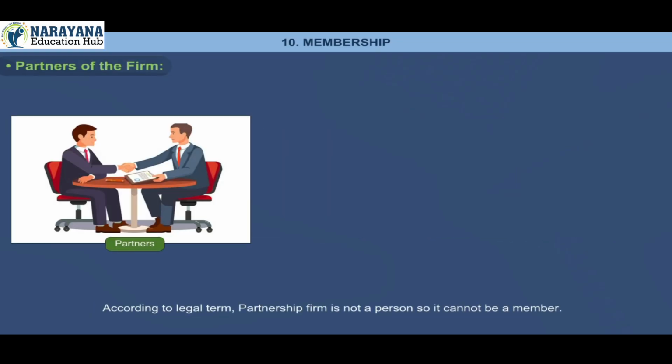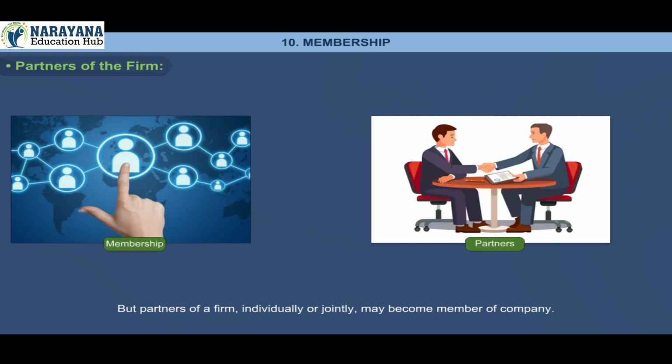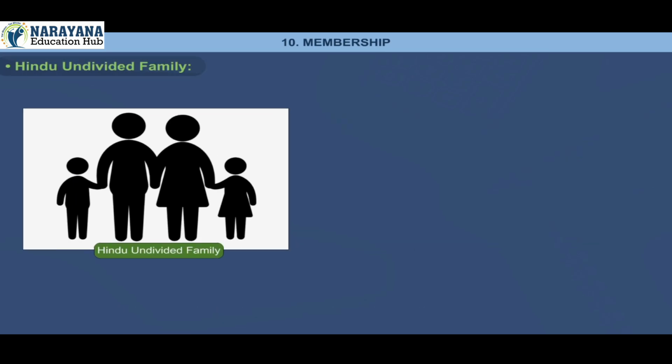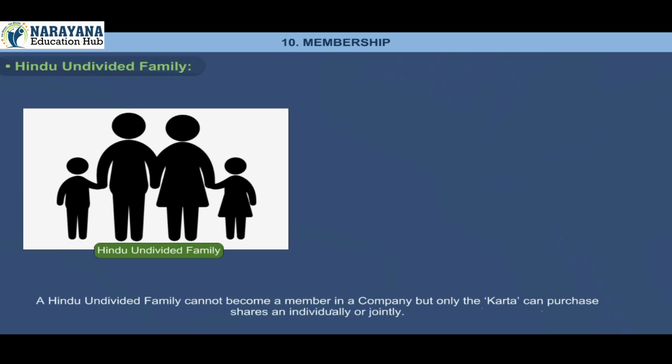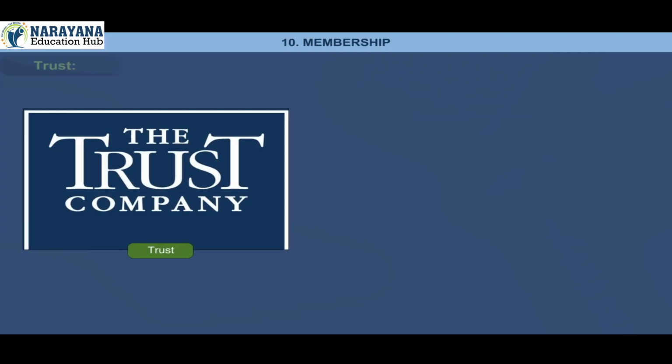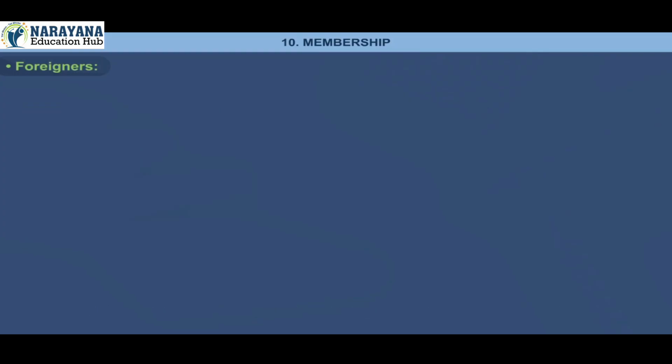Partners of the firm. According to legal terms, a partnership firm is not a person, so it cannot be a member. But partners of a firm, individually or jointly, may become members of a company. Hindu undivided family. A Hindu undivided family cannot become a member in a company, but only the Karta can purchase shares, individually or jointly. Trust. According to the new Companies Act, a trust can purchase shares and become a member.